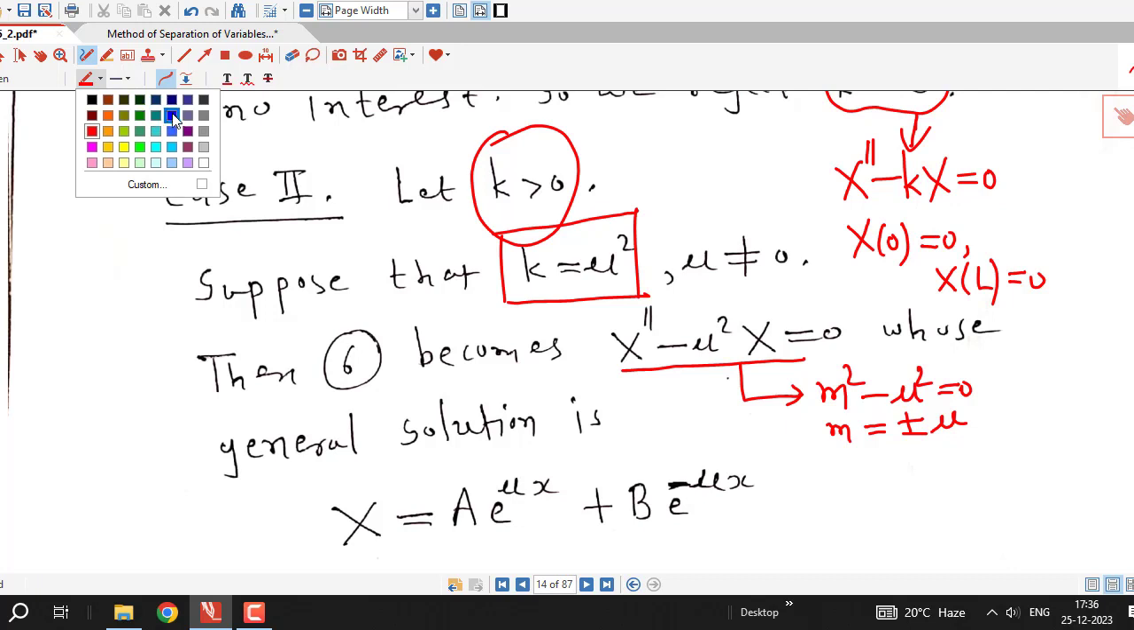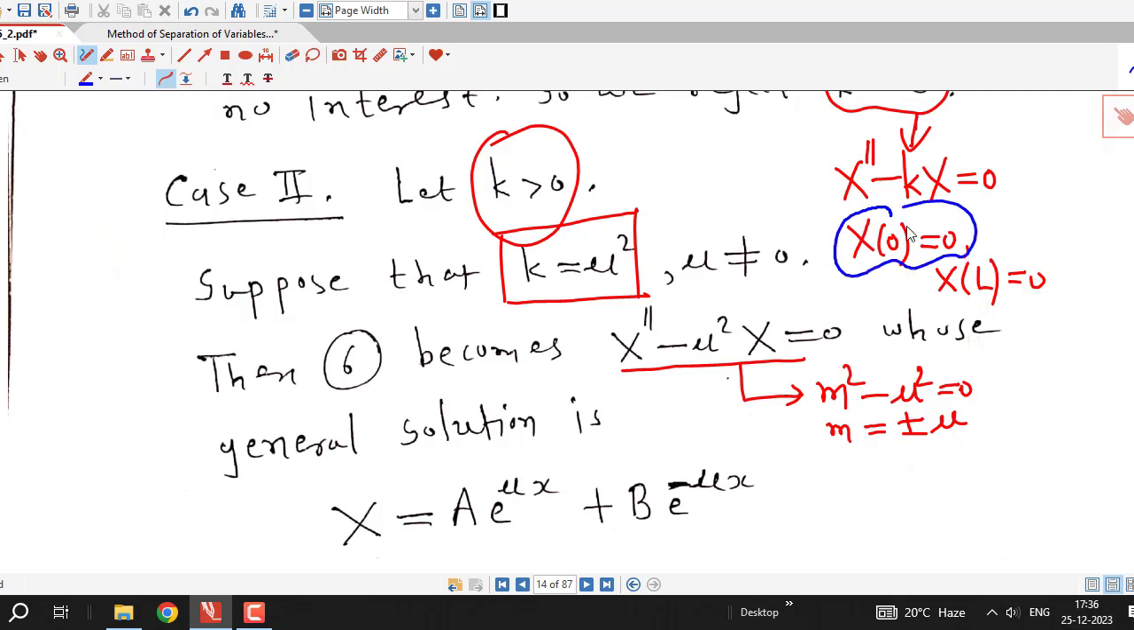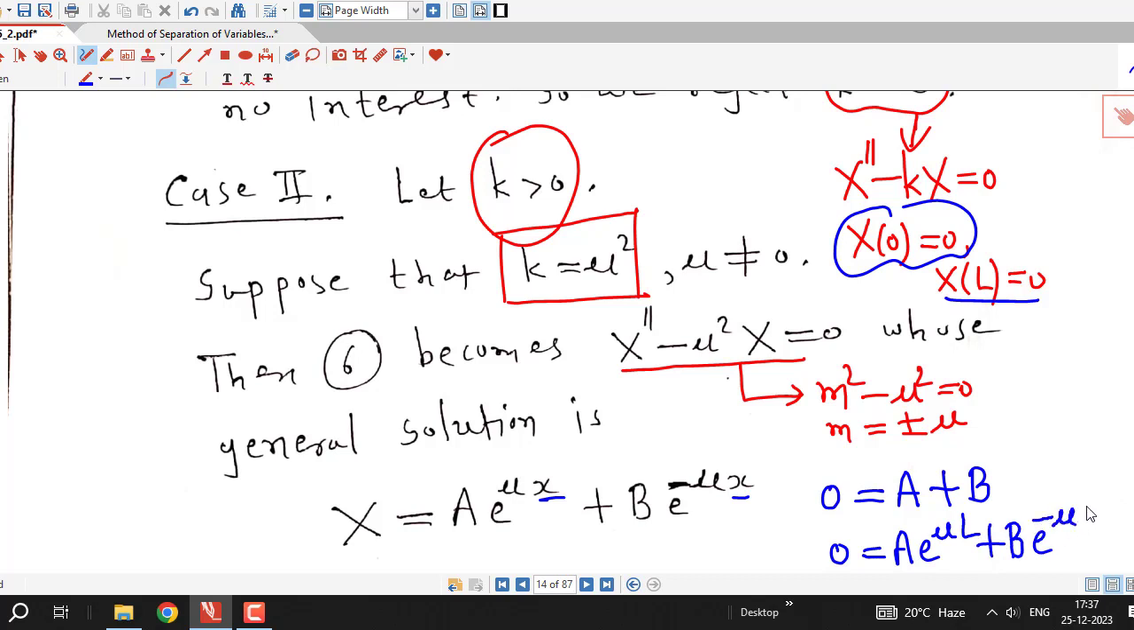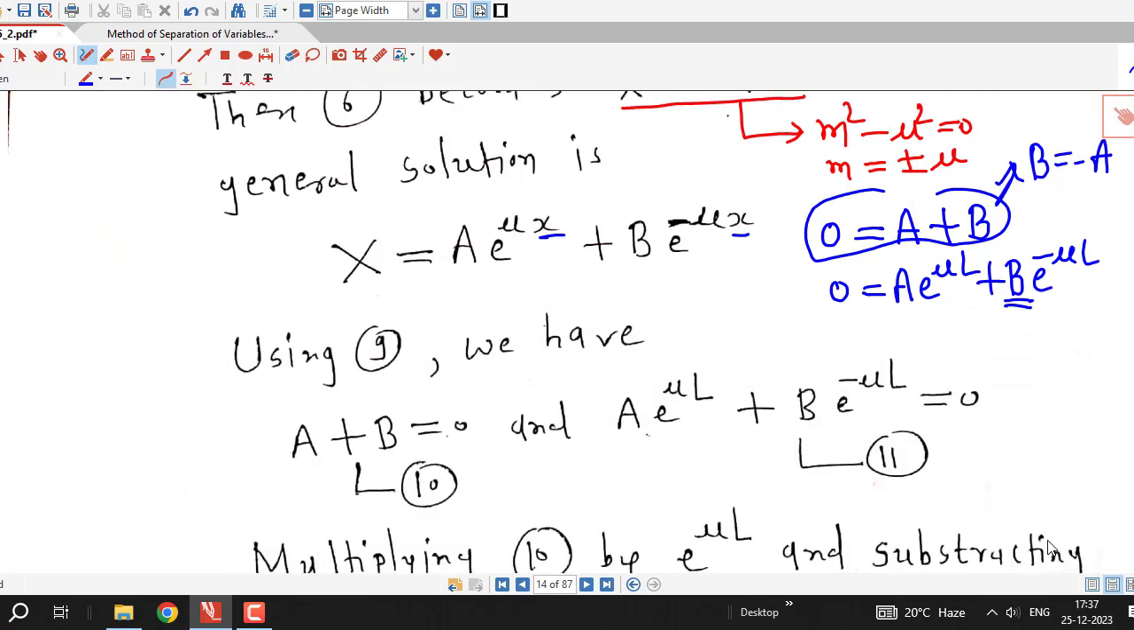Now, we apply these two conditions. Suppose I consider X of 0 equal to 0. That means put small x equal to 0 and capital X equal to 0. That will give me 0 equal to a plus b. If I use another condition, then I will have 0 equal to a times e raised to mu l plus b times e raised to minus mu l. And from this, I will have b equal to minus a.